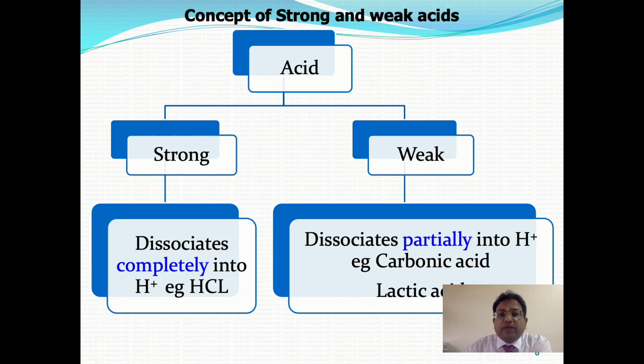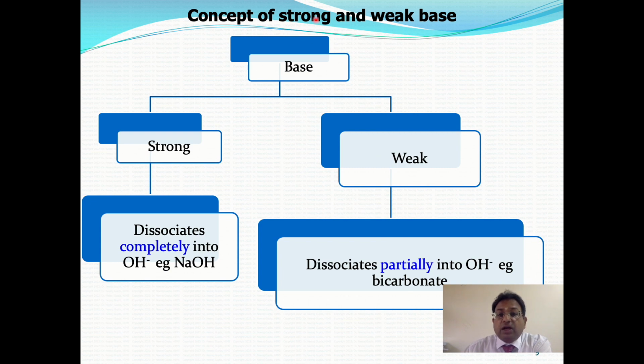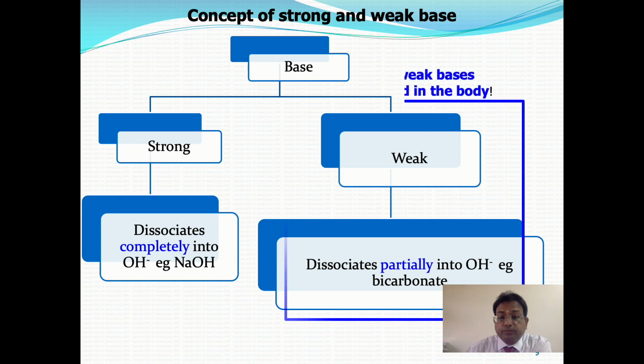Now, let's understand the concept of acids and bases further. Acids are of two types. One is strong, the other is weak. Strong acids dissociate completely into hydrogen ions, for example, HCl, whereas weak acids dissociate partially into hydrogen ions, for example, carbonic acid and lactic acid, which are found in our body. Similarly, bases are again of two types, strong and weak. Strong bases will completely dissociate into hydroxyl ions, for example, sodium hydroxide, and weak bases will dissociate partially into hydroxyl ions, for example, bicarbonate. So please note that only weak bases are formed in our body.